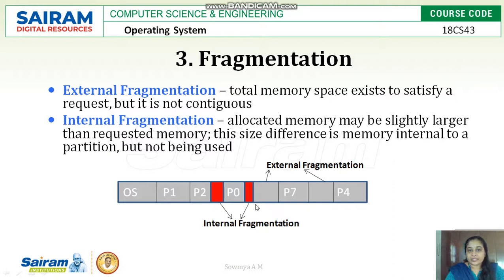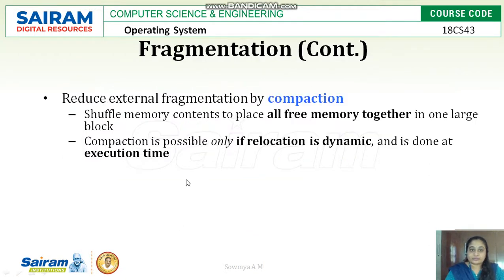External fragmentation is when the total memory space exists to satisfy a request, but it is not contiguous. If a process of 10 MB arrives and there are two holes of 5 and 5, or 6 and 4, neither could satisfy the process. That is external fragmentation. Internal fragmentation is like, as I told, if the process is of 10 MB and the smallest hole possible is 11 MB, the 1 MB space which is left over while allocating that process is considered internal fragmentation.